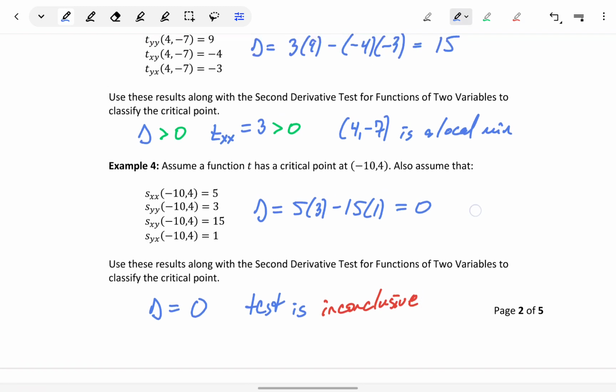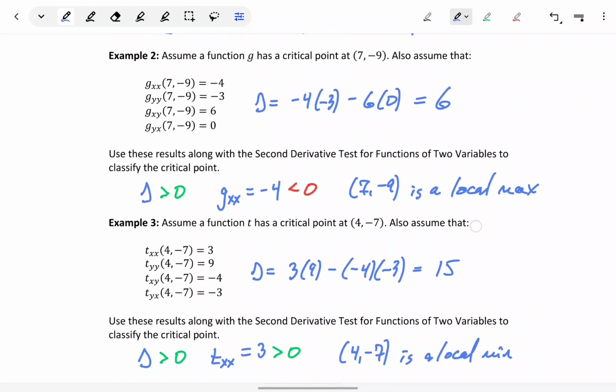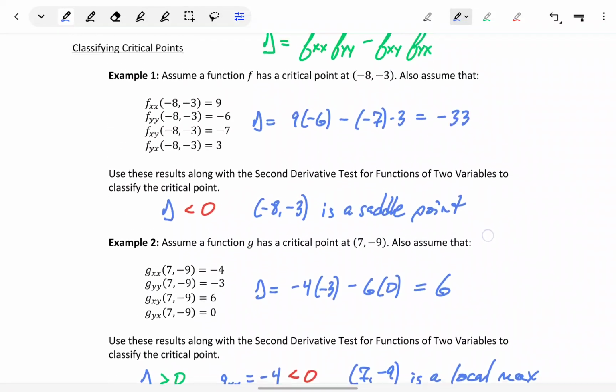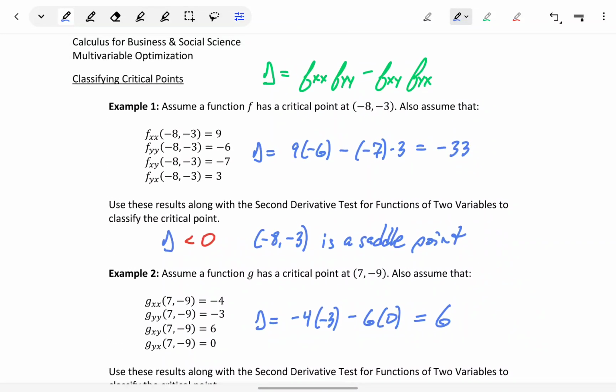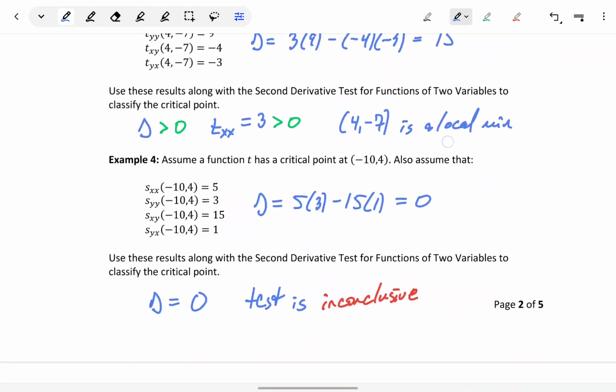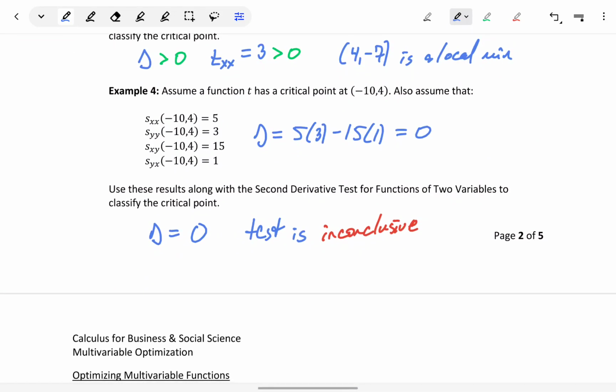Which is, again, a different result than what we saw in example 1. In example 1, D was less than 0. That tells us that the critical point is neither a maximum nor a minimum, but a saddle point. In example 4, D is exactly equal to 0, which means the test is inconclusive. There is literally nothing we can say about this critical value without doing some more work that's not within the scope of this class.